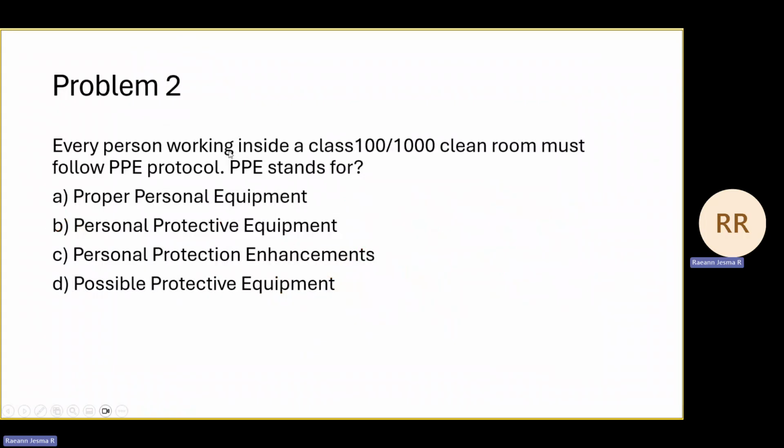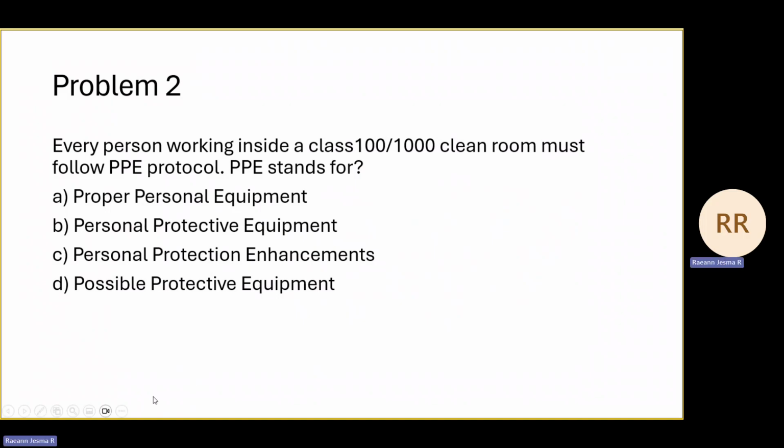Every person working inside a class 100 or class 1000 clean room must follow PPE protocol. PPE stands for option A, proper personal equipment, option B, personal protective equipment, option C, personal protection enhancement, option D, possible protective equipment. So, which is the correct answer for this question?